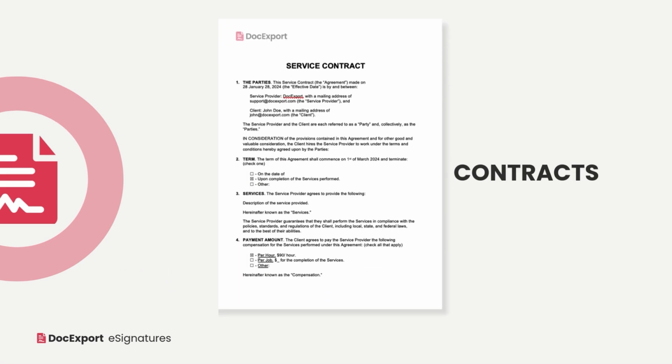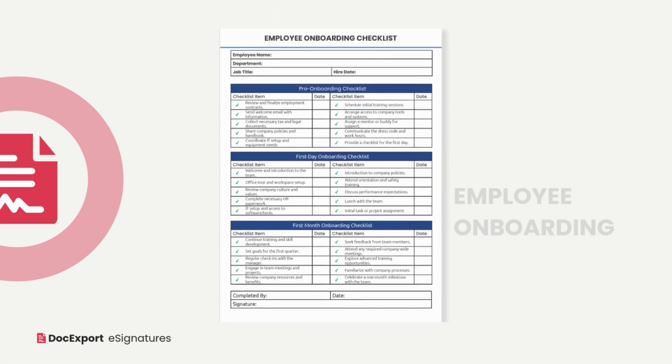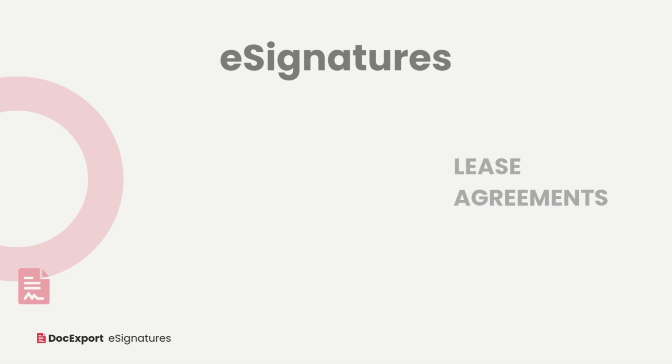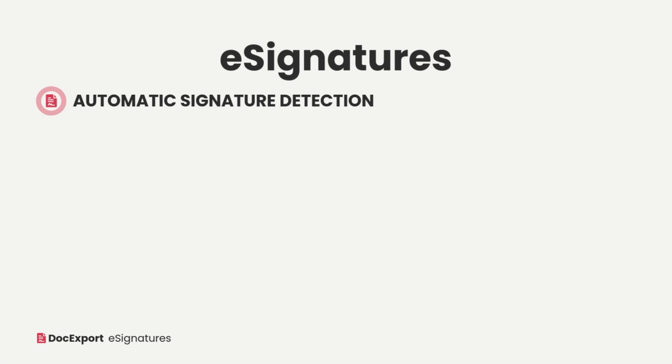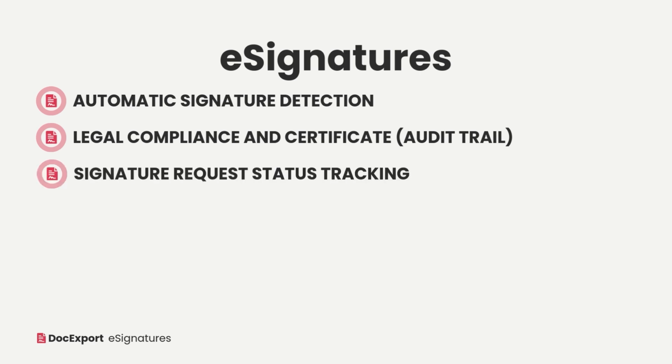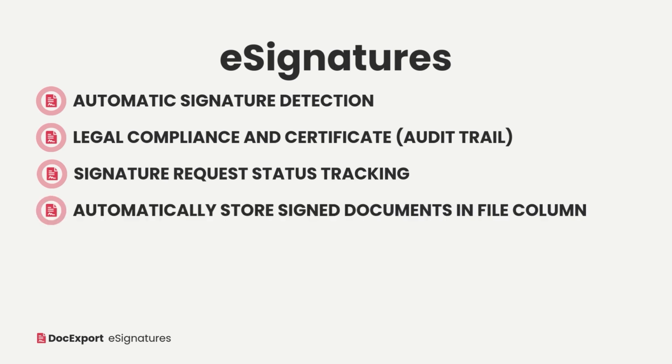This makes it perfect for use cases like customer contracts, employee onboarding, approval workflows, or lease agreements. DocExport automatically recognizes signature placeholders in your templates. The signed documents are legally binding, non-editable PDFs and include a signature certificate powered by BoldSign. Track the status of your requests using a dedicated signature state column.